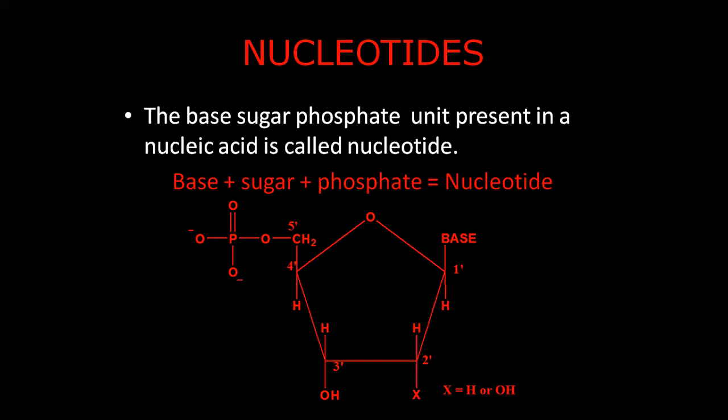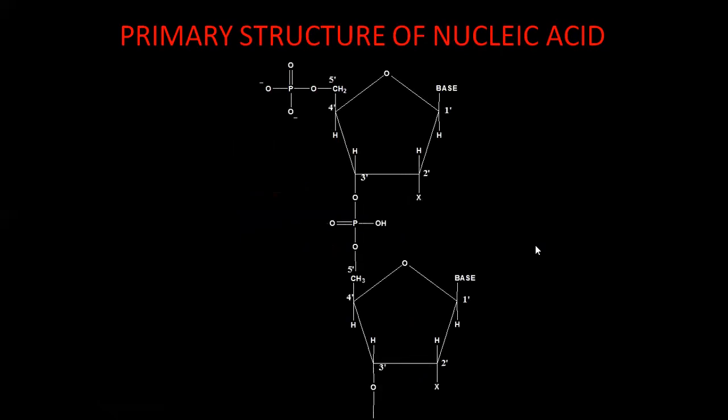So now what we'll try to understand is how this unit repeats again and again to give you the long chain of that biopolymer. How that happens is what we will try to understand now. So coming to the formation of nucleic acid, or the primary structure of nucleic acid, this is what basically happens. Remember that in this particular nucleic acid, what I have shown is a dinucleotide.